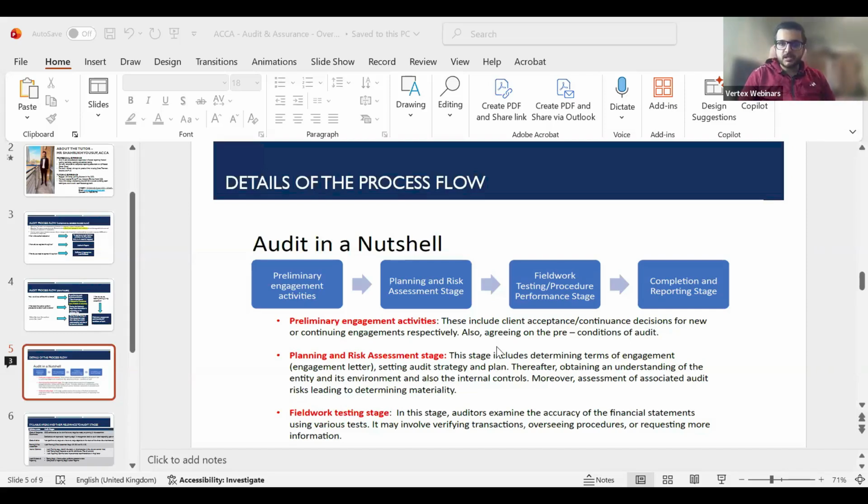actually start visiting the client premises, the client office, and you start examining the accuracy of the financial statements using various tests. Here is the stage whereby you are actually performing either tests of controls or substantive procedures.